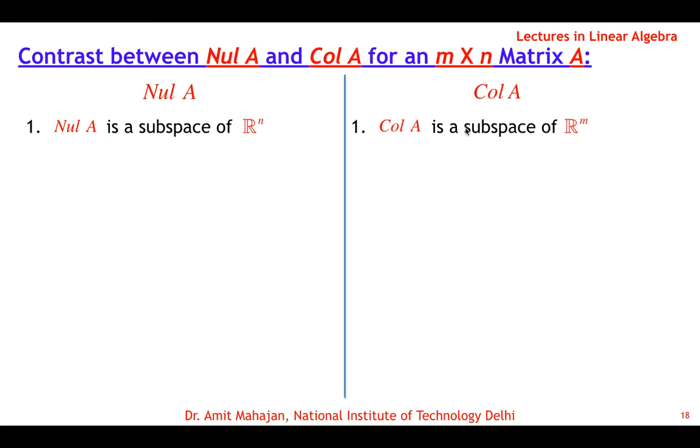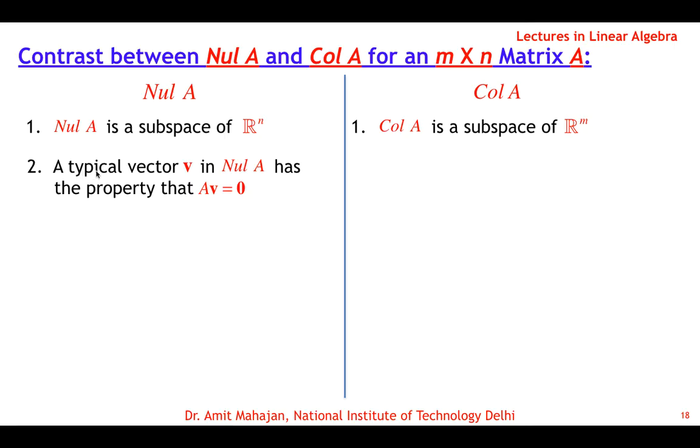Okay, so we'll just close this topic for today now with the contrast between null space A and column space A for an m cross n matrix A. That means there is a transformation T from R^n space to R^m space, so that the matrix of transformation A is m cross n. Okay, so we have discussed this in a previous lecture. Now we simply see what happens in null space A and column space A. We have already seen that null space A is a subspace of R^n, the domain, and column space A is a subspace of the codomain.